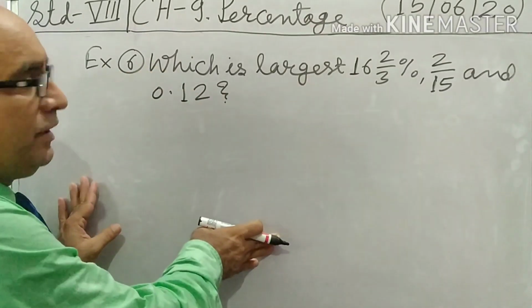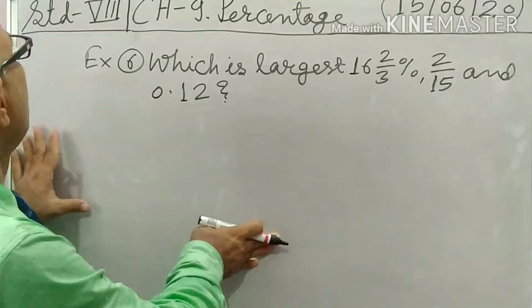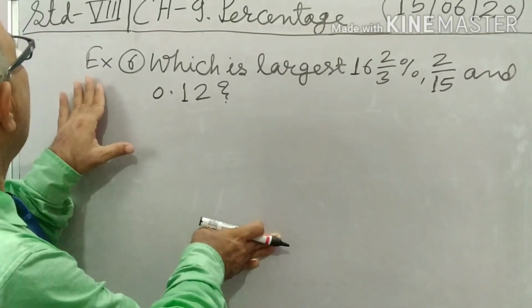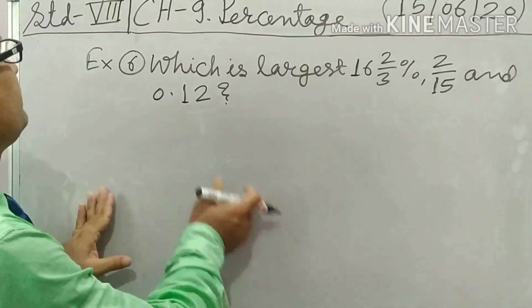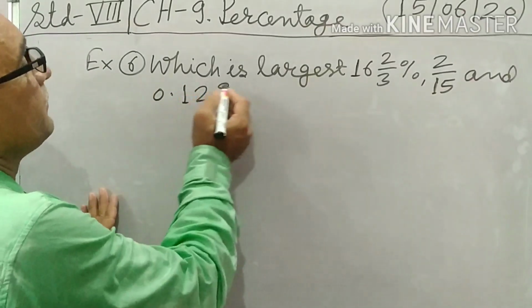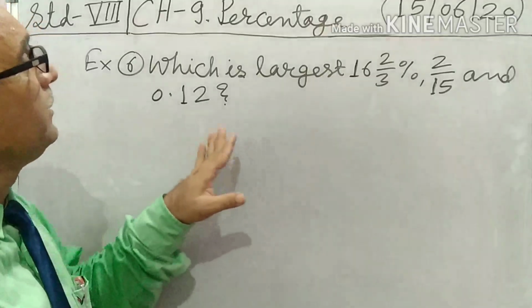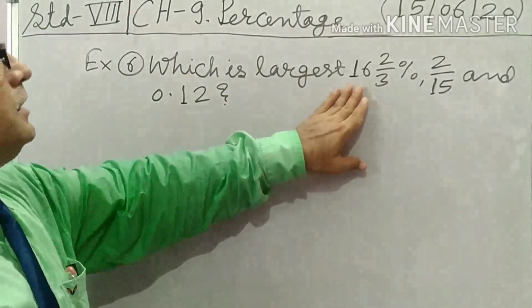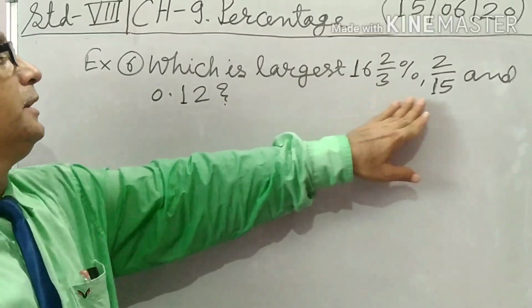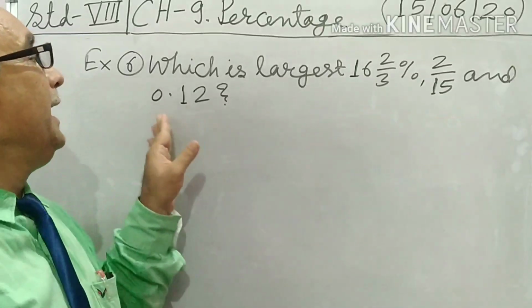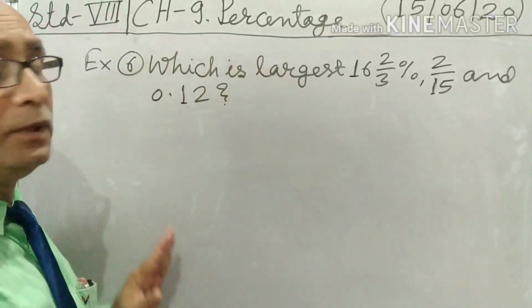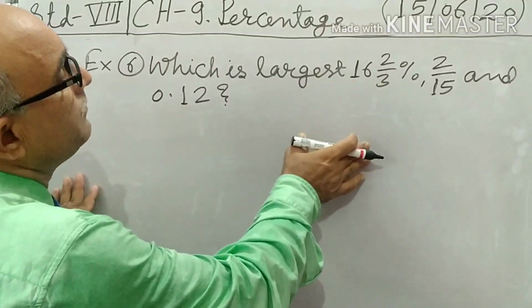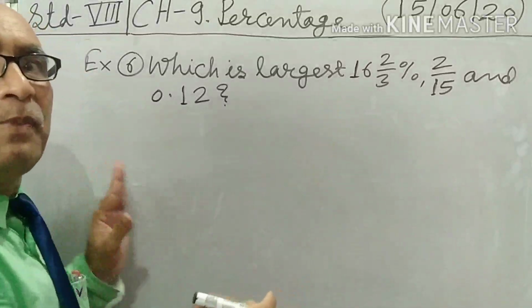So 1, 2, 3, 4, 5 I shall solve. I have solved them. Now example 6: which is largest? It is a very important question. Which is largest: 16 whole 2 by 3%, 2 by 15, and 0.12? Here all of them are in different forms, so change all of them into the form of percentage.